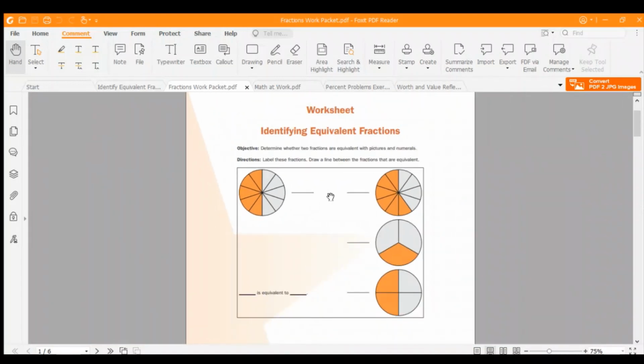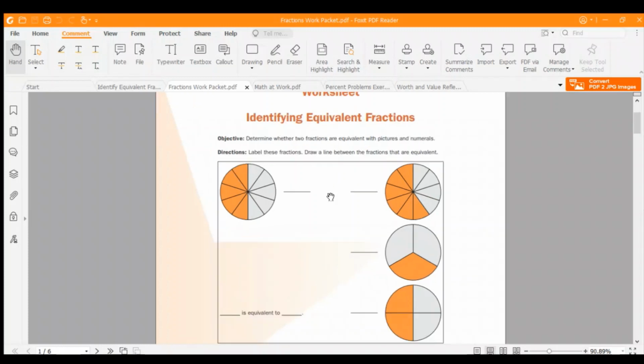There you go. Maybe that's too much. Let's zoom in a little more. So right here, hopefully they can really emphasize seeing how much of the pizza is shaded. Okay, that's how I would word that to someone: how much of the pizza is shaded, and which ones are equal to one another.